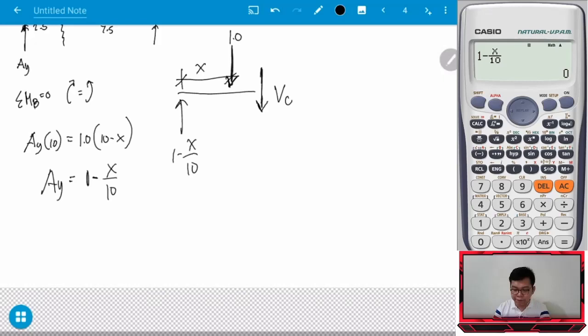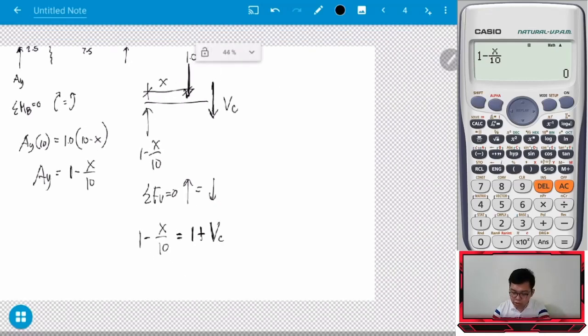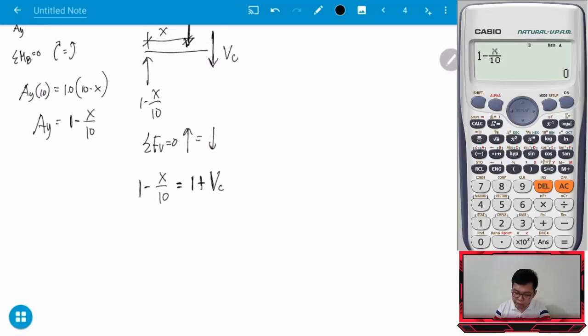Okay? So, summing up forces vertical is equal to 0. Upward is equals downward. Ano yung forces upward? The forces upward are 1 minus x over 10. Okay? And then, meron pa ba iba? Wala na, no? So, that must be equal to 1 plus VC. Tama, no? So, with that, we can actually solve VC. Cancel out yung 1 dito. VC is actually equal to negative x over 10. Yan yung equation natin before the cut.